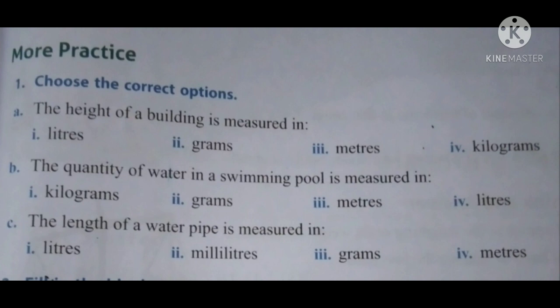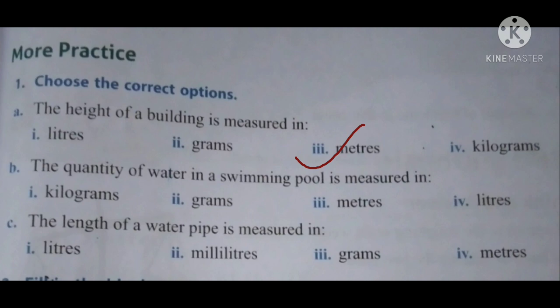Next, let us discuss some exercise problems from your textbook. The first one, choose the correct options. I will read the first question. The height of a building is measured in dash. Liters, grams, meters and kilograms. Here we can see 4 options. See children, the height of a building is a long length, so we can use the unit meter to measure the height of a building, right?